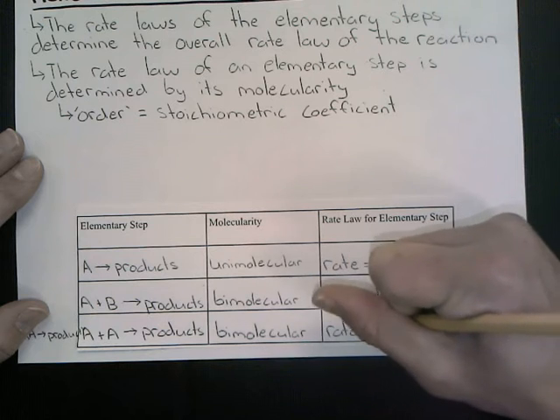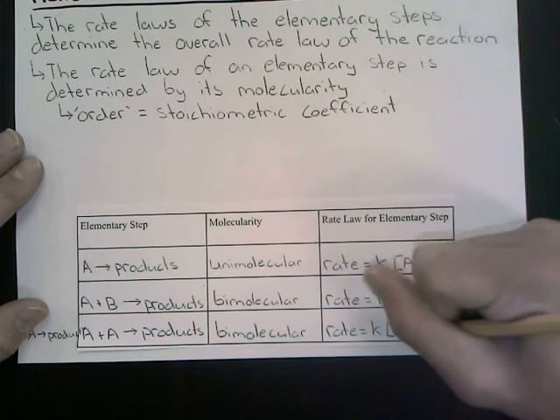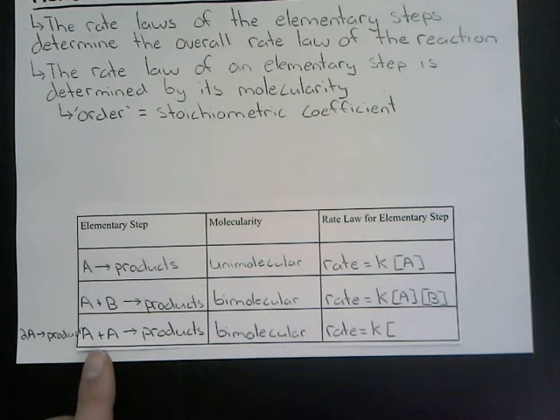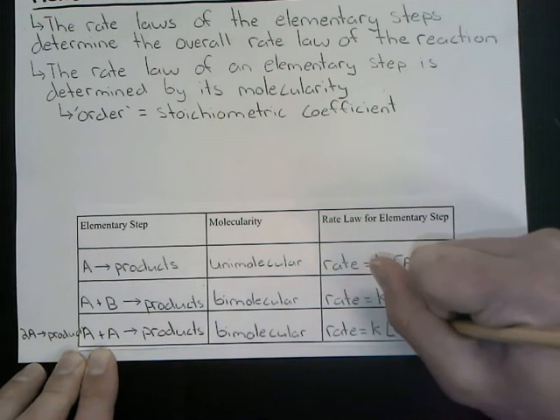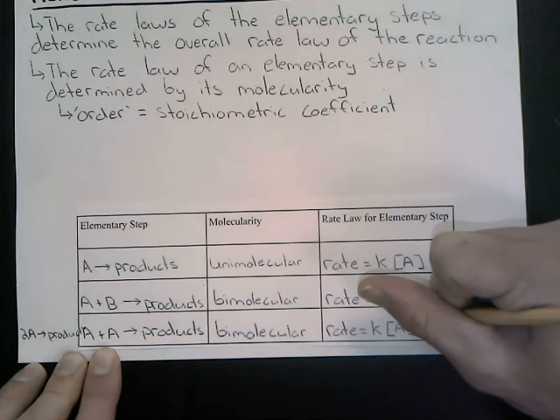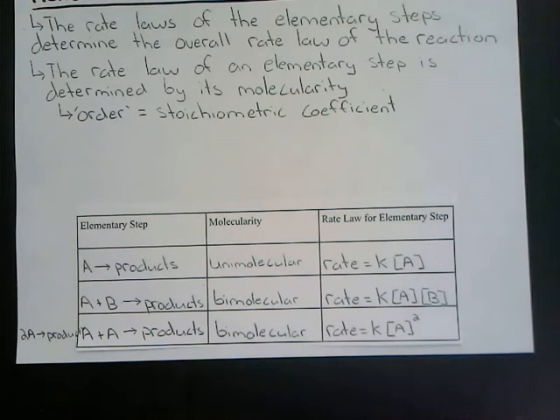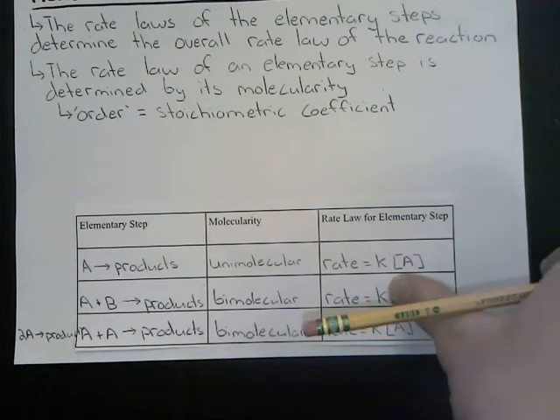So our rate is going to be equal to k times the concentration of our reactant. Well, we only have the reactant A, but we have two of them, so it'd be raised to the second power. Now, this right here is a good chart to reference, but I also included another chart in your notes.